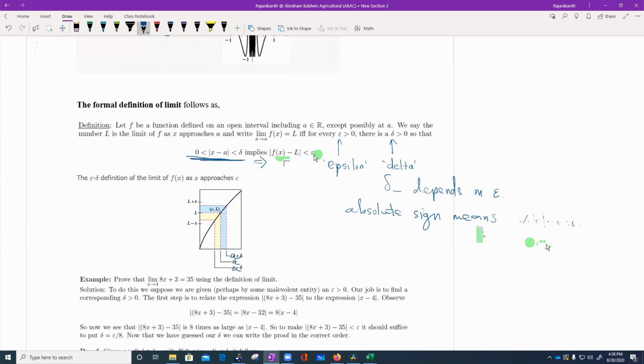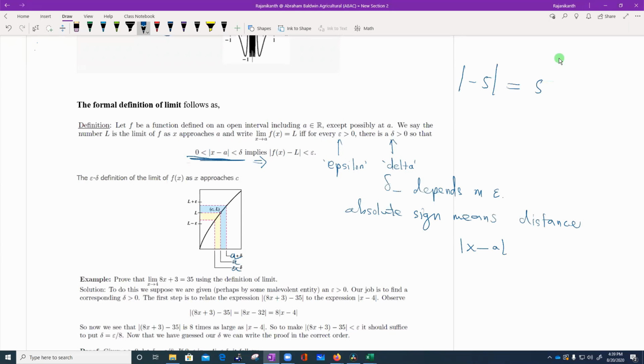Suppose I write it like that. The meaning of this is the distance between x and a. That's why we put epsilon or the absolute value. Absolute means you are making everything non-negative. Suppose you have a negative number, absolute will always make it positive. For example, what is the absolute value of -5? +5. So this absolute sign always changes negative into positive.